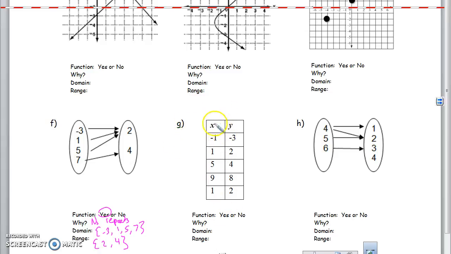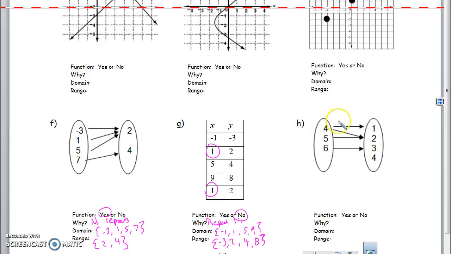G. Is your function here and here? We're going to say no, even though it's the same point, because of the repeats. The domain, though, again, is negative 1, 1, 5, and 9. And then your range, looking at your y values, is negative 3, 2, 4, and 8.